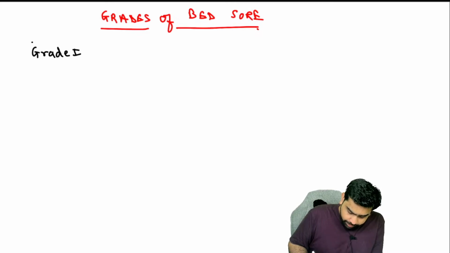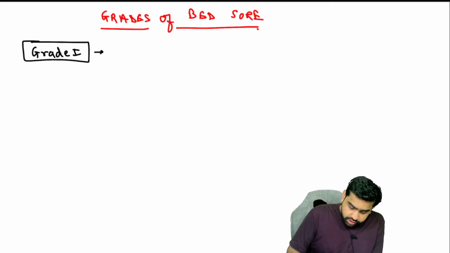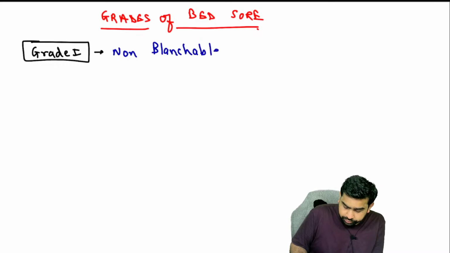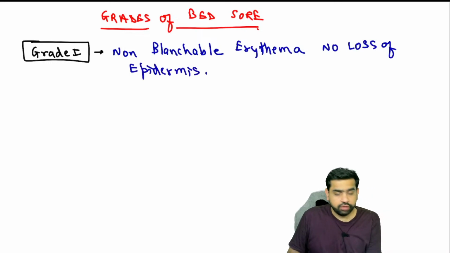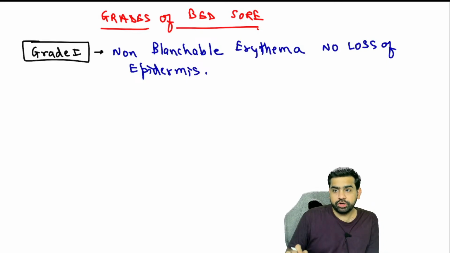In the grade 1, there is just a non-blanchable erythema with no loss of epidermis. That is what you basically have. Very, very important. So please do remember what a grade 1 bed sore is: non-blanchable erythema with no loss of epidermis.